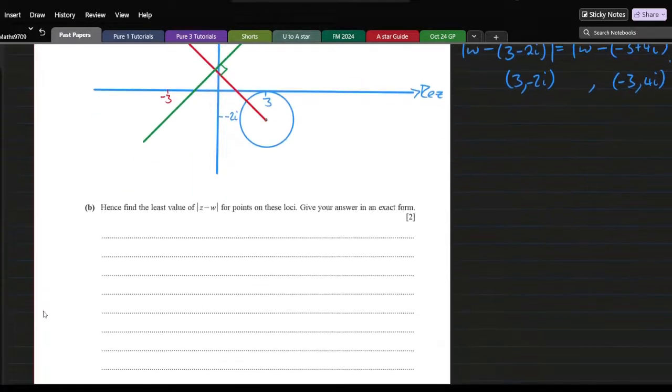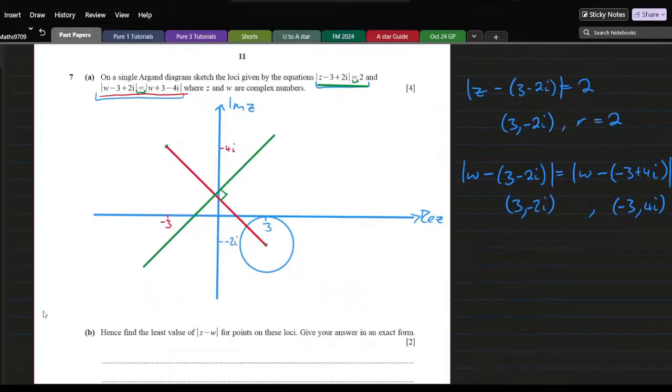Part B, hence find the least value of the modulus of z minus w for points on these loci. Give your answer in an exact form. Now if we go back to our part A, you notice that our first equation here is for z, so it means that z would be all the points that are on the circumference of the circle, and then w is all the points that lie on the perpendicular bisector.